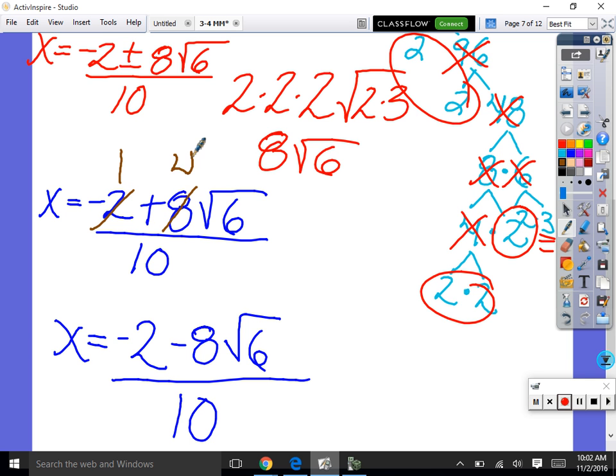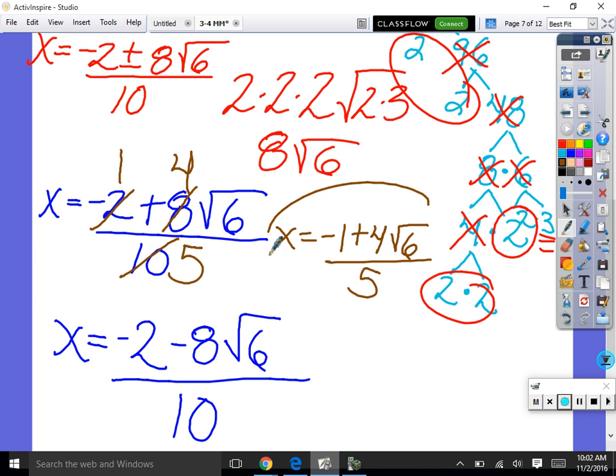This divides by 2 and becomes a 4. This divides by 2 and becomes a 5. So do you see how I divided 2 by every piece? So our answer is actually x is equal to negative 1 plus 4 square roots of 6 all over 5. This would be the most appropriate answer.